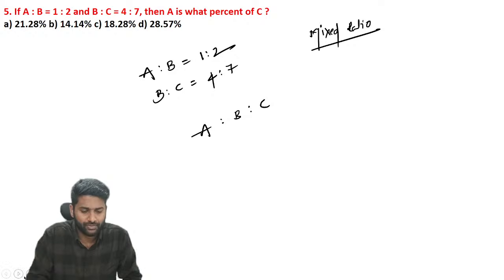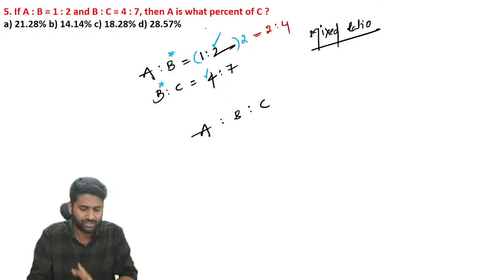Now see, if you observe the ratios here, there are three elements A, B and C, and B is the common element. If B is the common element, B's position must be common. But you can see two different numbers. So how are we going to equate it? Just multiply the first ratio by 2. If you multiply the first ratio by 2, then the new ratio becomes 2 is to 4. Again, if you cancel, that will give the original ratio.